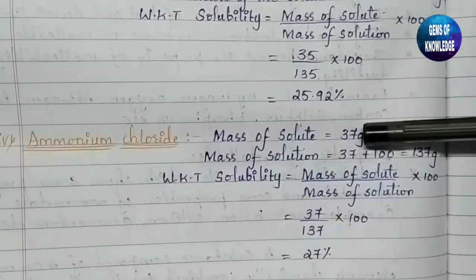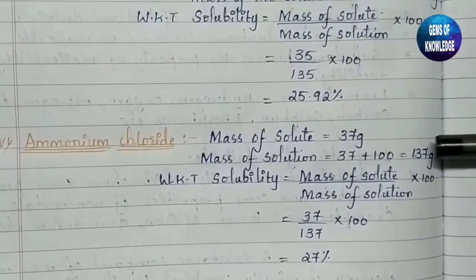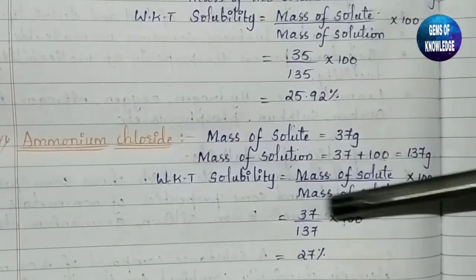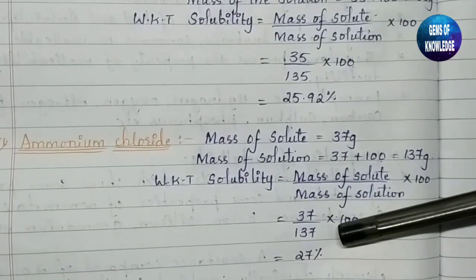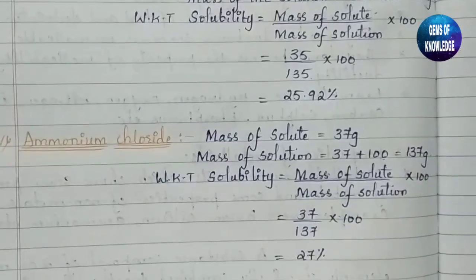It is nothing but 37 grams, and the mass of the solution will be 37 plus 100. It is nothing but 137 grams. So for solubility, when we apply the formula, we will get 37 by 137, which is multiplied by 100. We get the answer as 27%.